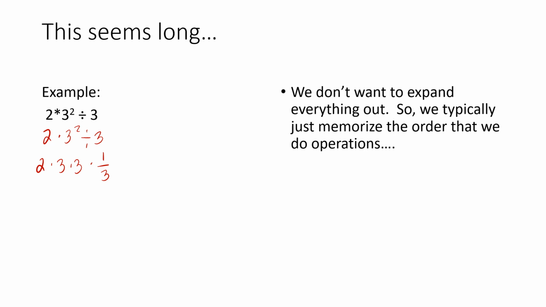So we don't want to expand everything out. It would take a long time. We typically just memorize the order that we do operations. So we would do exponents, multiplication and division, and then adding and subtracting. Your multiplication and division do have the same order of operations, like the same rank, but we would go from left to right, and we would do the same thing for our adding and subtracting. We go from left to right. If it makes you really uncomfortable, you could just rewrite your division as a multiplication, and then you can do it in whatever order you'd like. And the same with your adding and subtracting, beginning with the exponents.